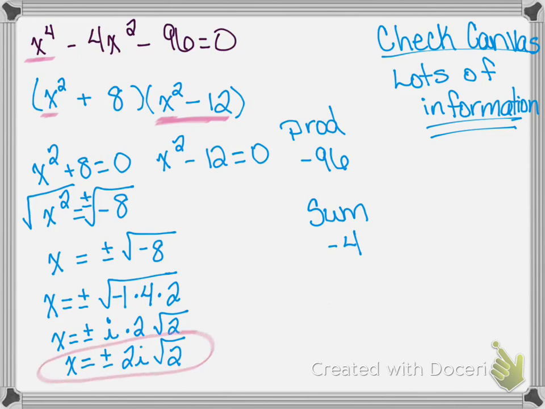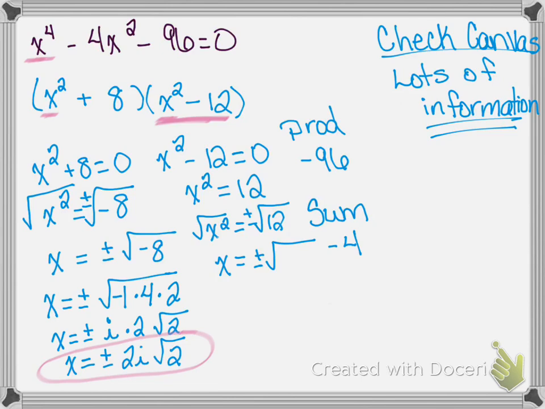Okay? Now I need to go back and deal with the x squared minus 12. So I've got x squared equals 12. I added 12 to both sides. I'm going to take the square root of both sides, and when I take the square root of both sides, what do I have to remember on the right-hand side? Plus or minus. So I don't have x squared, I have x equals plus or minus the square root.